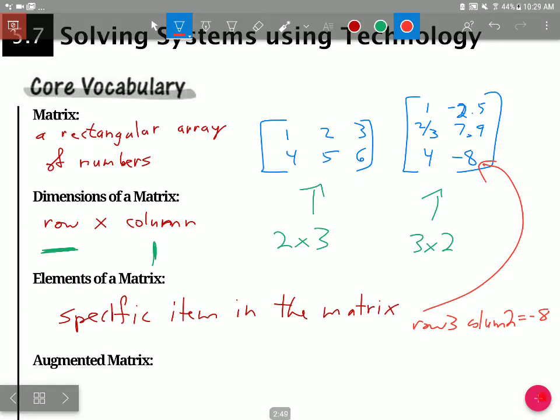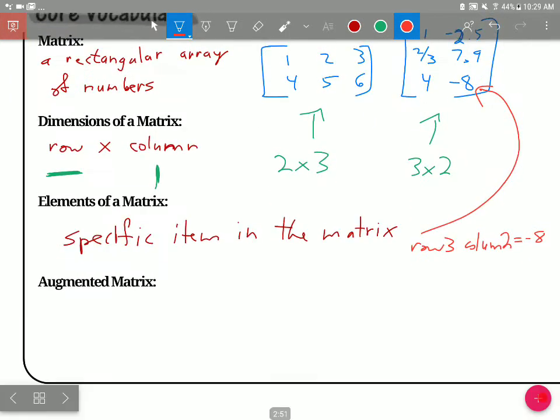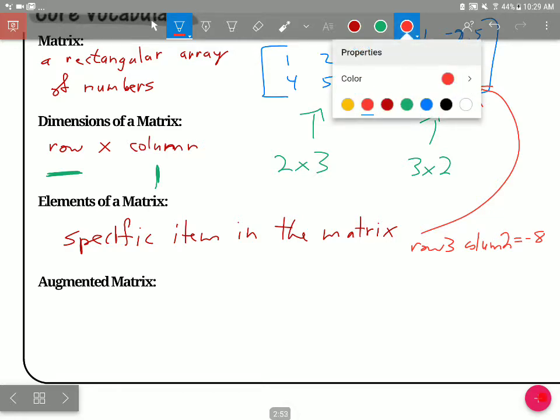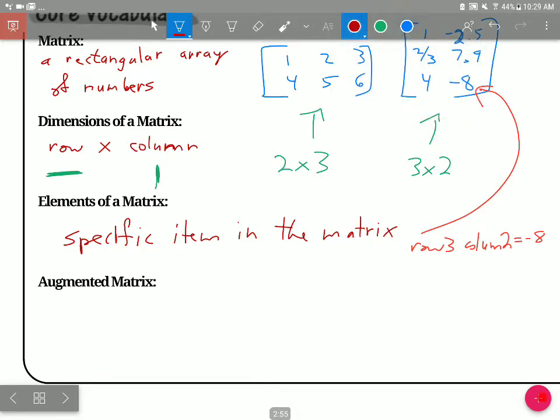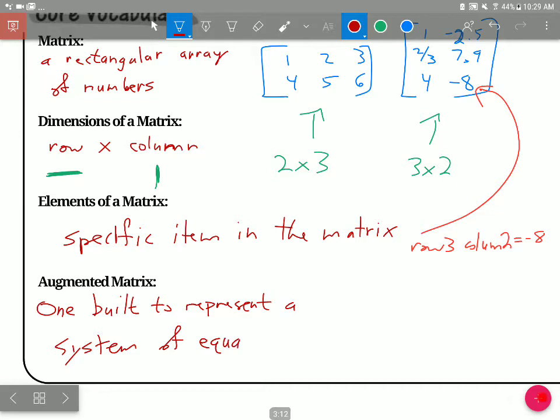Last but not least, and this is the one we really got to talk about, an augmented matrix is one built to represent a system of equations. And that's what we're going to be doing today.